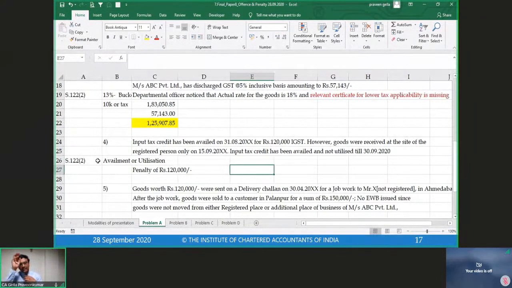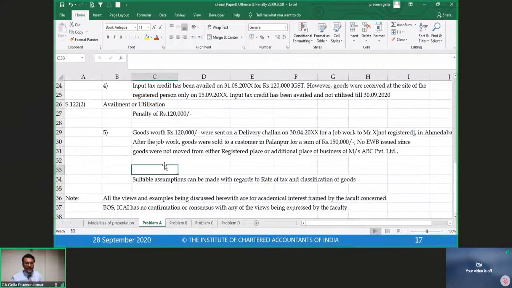As I was telling in the beginning of the class, when I read these penal provisions, the entire GST law, I have glanced through by virtue of sections 122 till 128. If I can answer all those, I have done a fantastic job in terms of auditing the assessee for law compliance. Next, finally, goods worth 1,20,000 were sent on delivery challan on 30th April for a job worker to Mr.